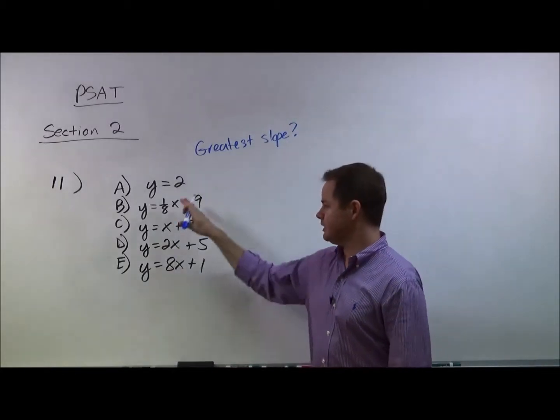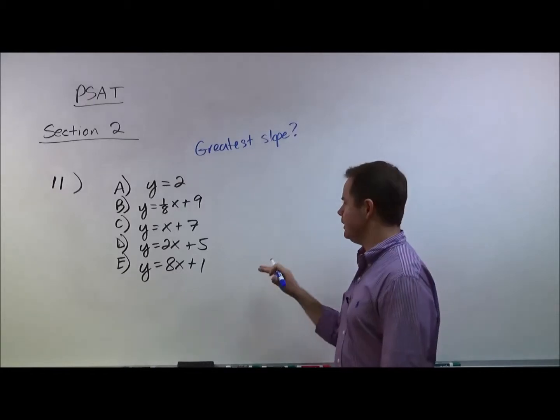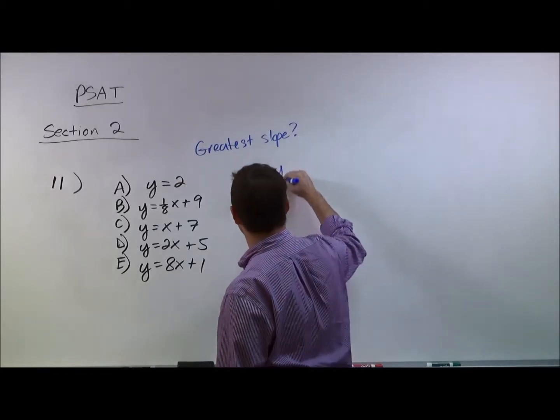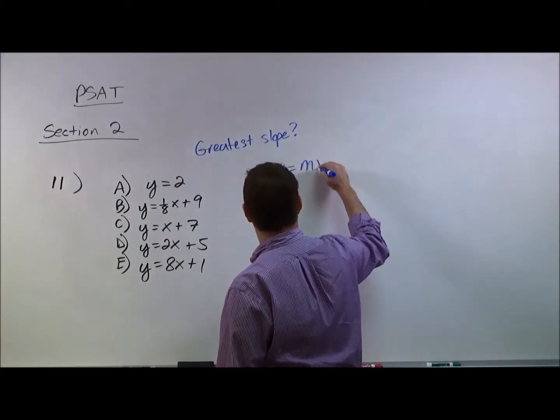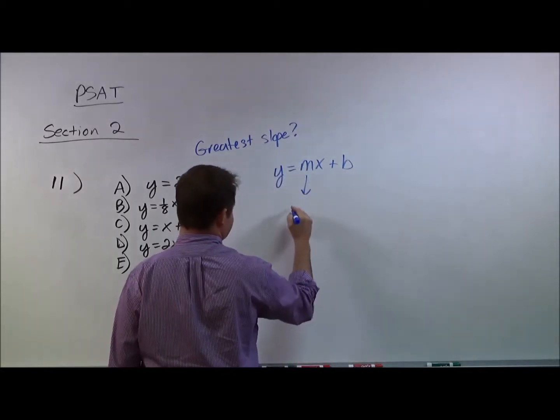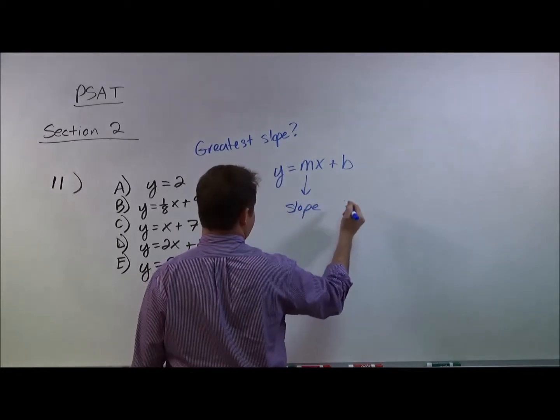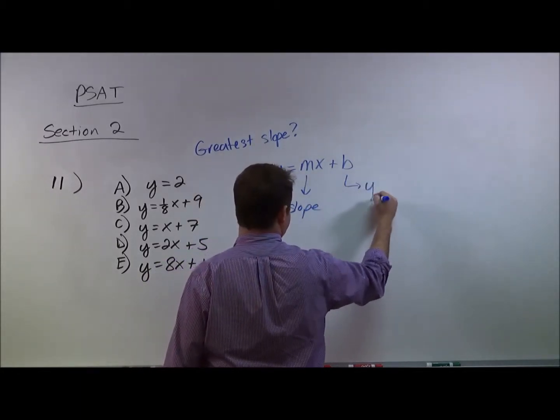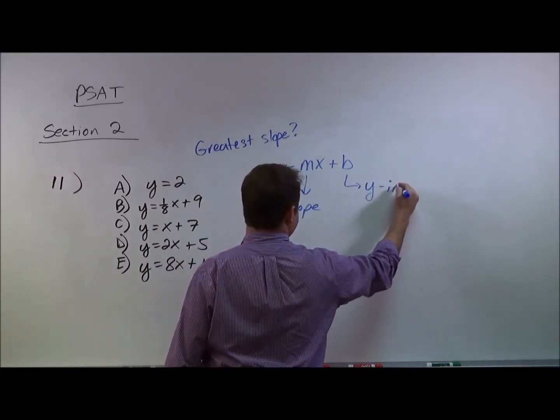And to be able to identify that, what we need to know is slope-intercept form of a line, which is y equals mx plus b. And in slope-intercept form, the value of m stands for your slope. The value of b stands for your y-intercept.